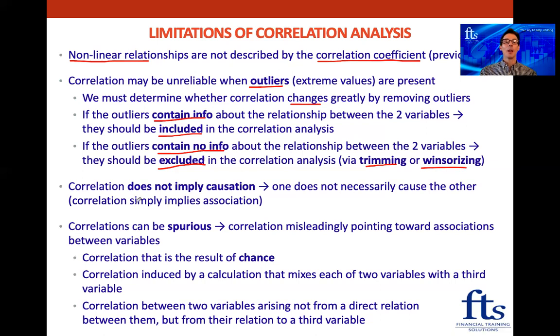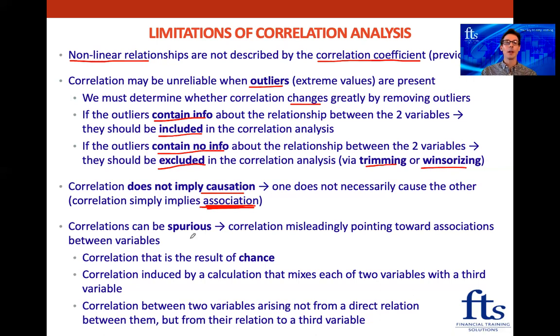Right. And then another limitation of correlation, I should rather say, it's not a problem, it's a limitation: correlation does not imply causation. So one does not necessarily cause the other. We don't know whether A causes B to move or whether B causes A to move. What we can say is that correlation, all it does, it implies association. That's what we must know. Correlation just implies association between two variables. It does not imply causation.